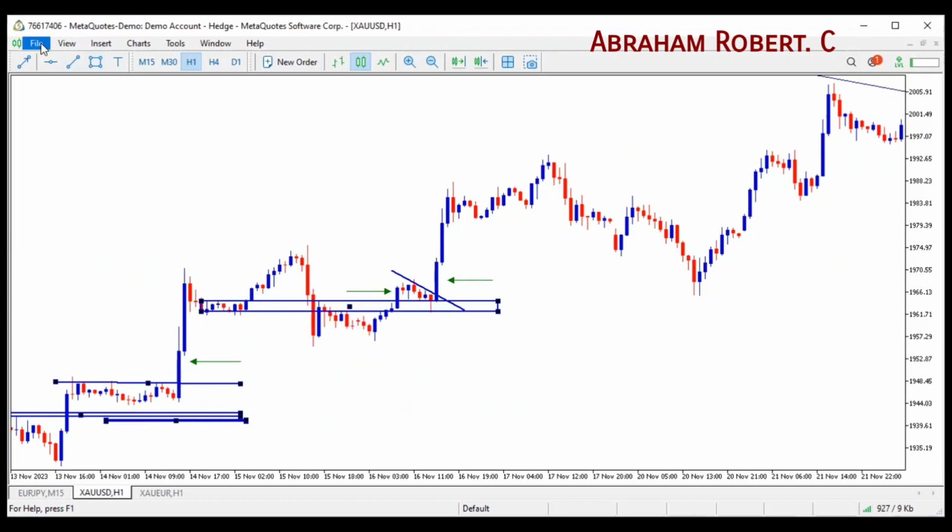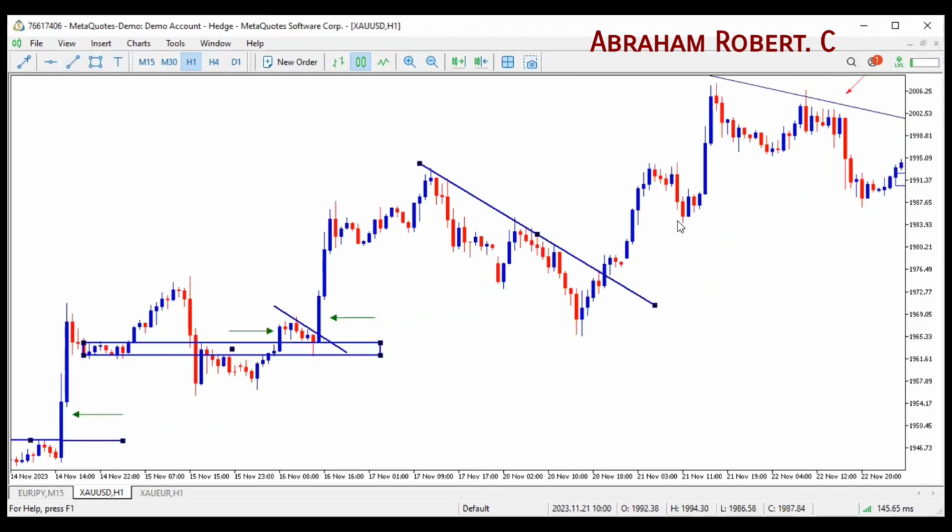Now look at another one again. This thing keep playing every time. The market is all about break of structure and retest. Break of structure and retest. Your entry, break of structure. So this is how you follow the market, okay?